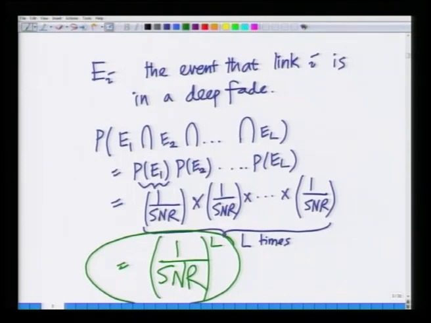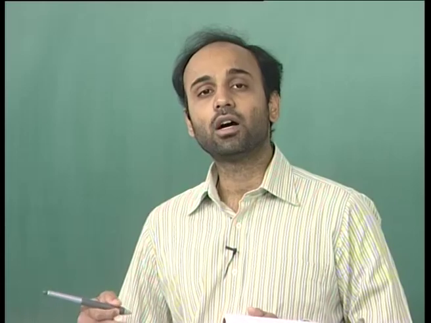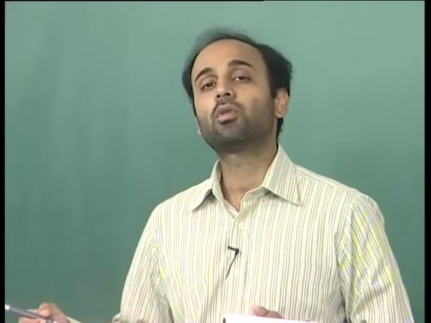The intuitive reason is that compared to a single receive antenna wireless communication system, now you have L receive antennas, which means all the L links have to be in a deep fade for this system to be in a deep fade, which means it is the intersection of these independent events. Each event has a probability of 1 over SNR. The intersection of L events has a probability that is the product of these individual probabilities, which is 1 over SNR to the power of L. Hence, the probability of this channel being in a deep fade is 1 over SNR to the power of L.